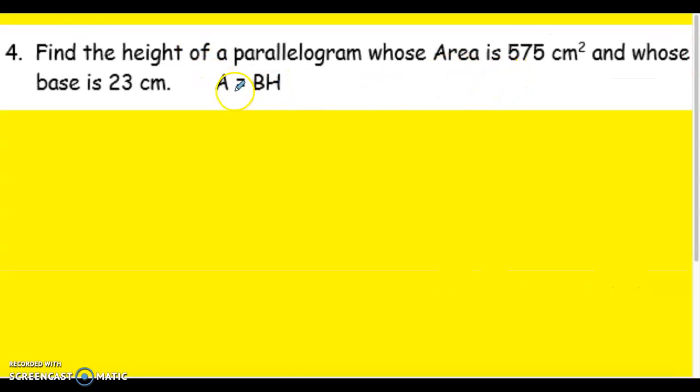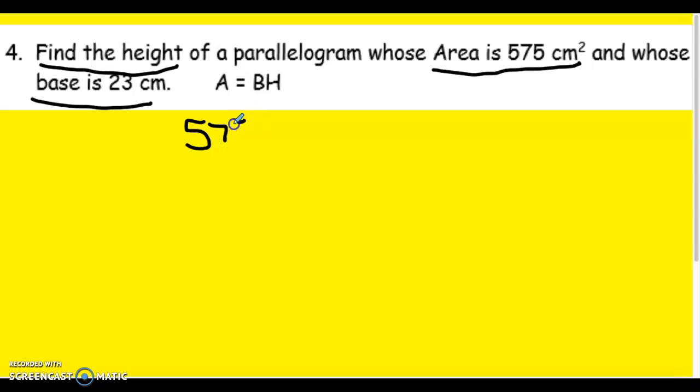Okay, for number 4, this is area of a parallelogram. So here's the formula. But in this case, I gave you the area and I gave you the base, and you want to find the height. So when you plug it in, you have to be careful. Under A, I'm going to replace A with 575. And I'm going to replace B with 23. So how do I figure out 23 times the height equals 575? I would divide 575 on my calculator divided by 23, and that would be the height.